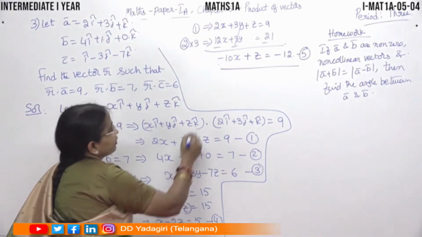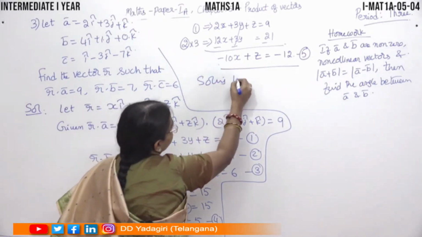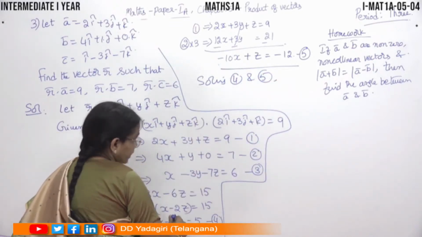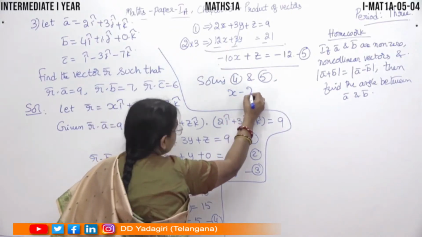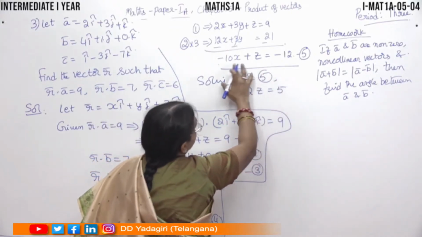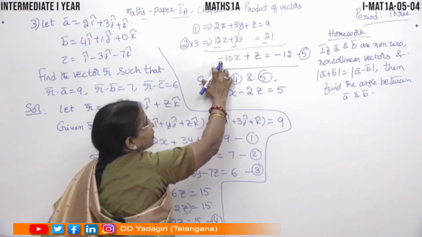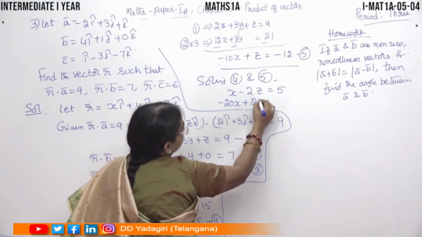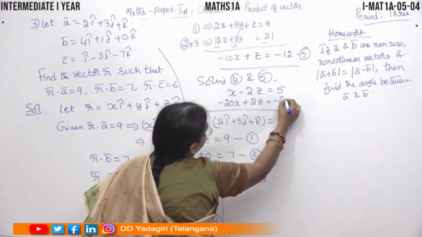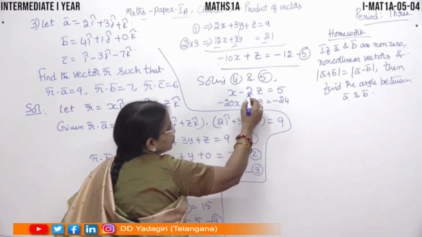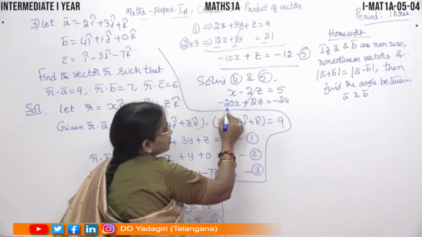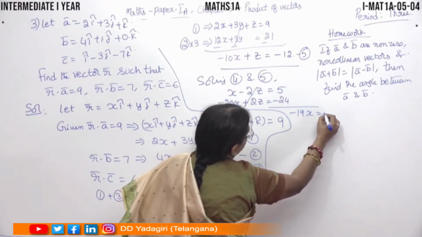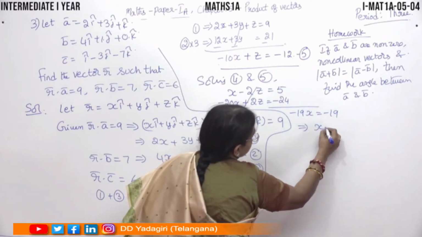Now you solve the fourth and fifth equations. Solving 4 and 5: x minus 2z is equal to 5. Here also you try to get 2z, so you multiply the fifth equation by 2, then it becomes minus 20x plus 2z is equal to minus 24. When you add these two, the 2z gets cancelled. So this is minus 19x, so you'll get minus 19x is equal to minus 19. So x is equal to 1.